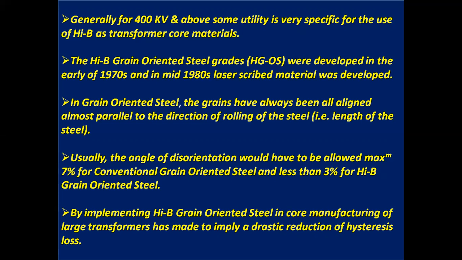In grain-oriented steel, the grains are all aligned almost parallel to the direction of rolling of the steel, that is, the length of the steel. Usually, the angle of distortion is allowed a maximum of 7% for conventional grain-oriented steel and less than 3% for HIB grain-oriented steel. Implementing HIB grain-oriented steel in core manufacturing of large transformers implies a drastic reduction of hysteresis loss.